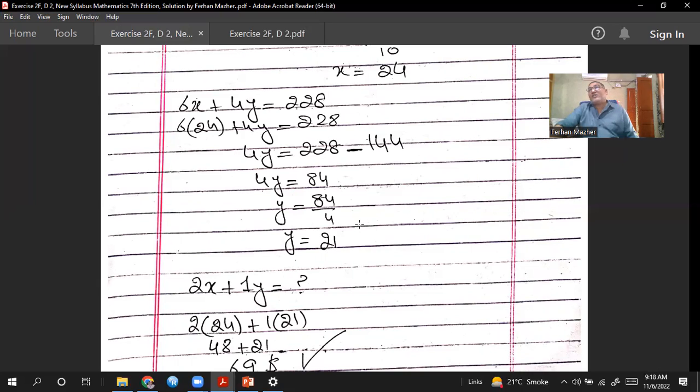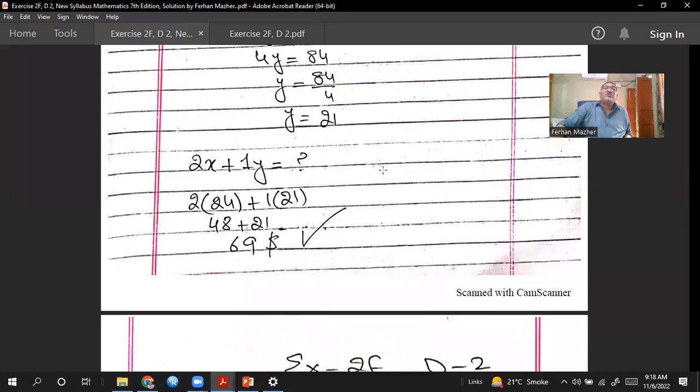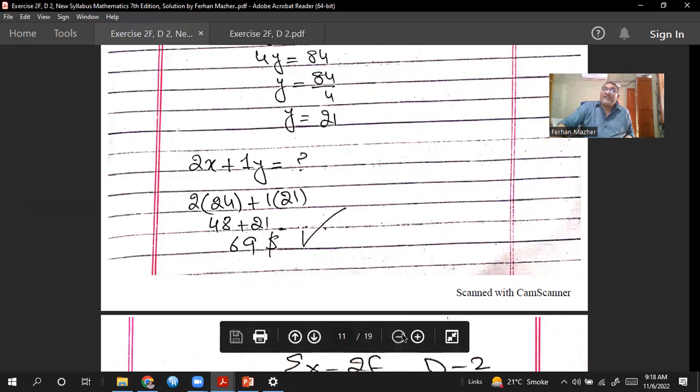The adult ticket costs $24. The senior citizen ticket is $21. So they said 2 adults and 1 senior citizen, how much will it cost? 2x plus 1y equals the question. So 2 into 24 plus 1 into 21, and that will be 48 plus 21. That will be $69. So the cost will be $69.